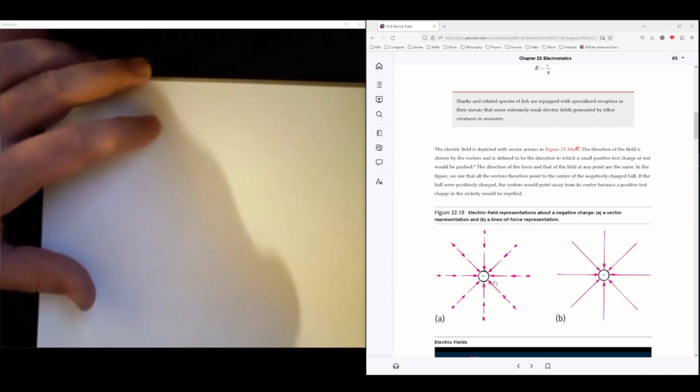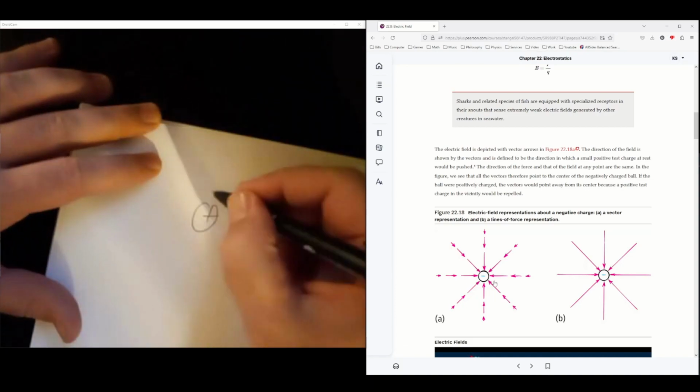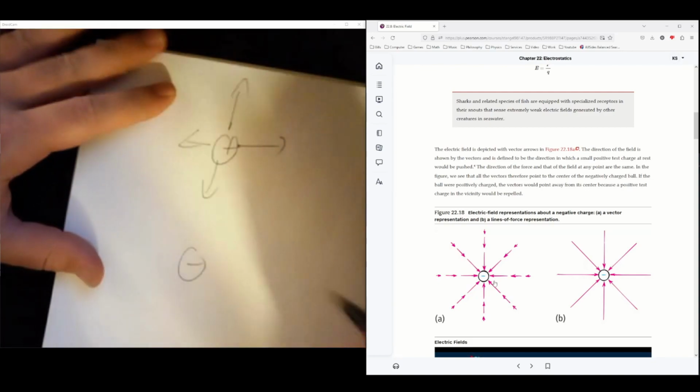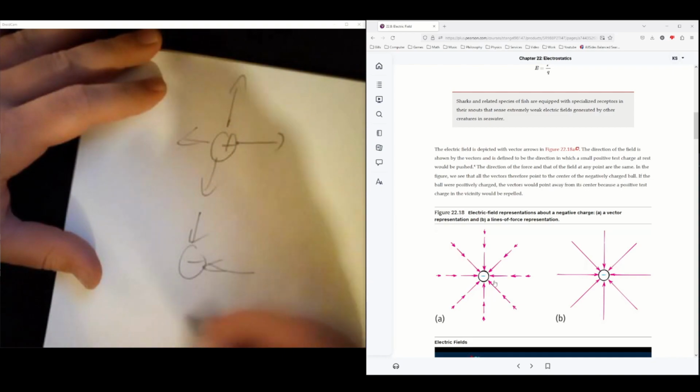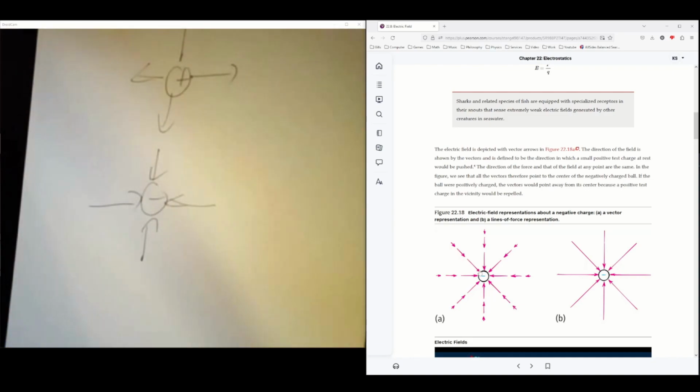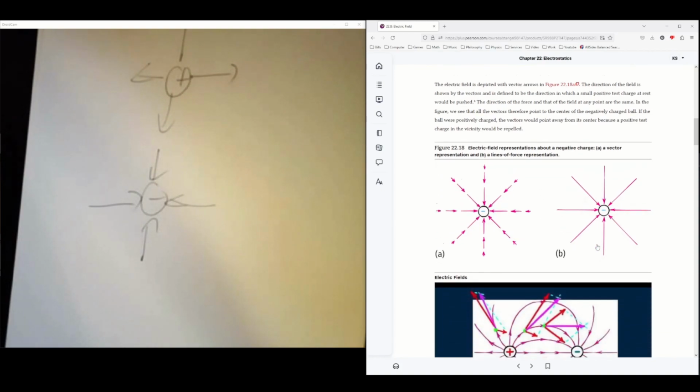And they are showing negative charge, so for a positive charge the electric field radiates outwards. For a negative charge, the electric field radiates inwards towards the charge. And that's what they're showing here, a picture of a negative charge. So they have the field lines going towards it.